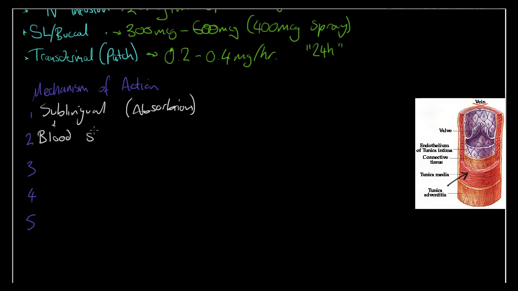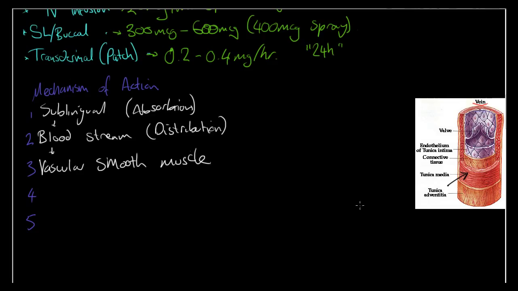We write bloodstream here, and this is our distribution, our pharmacokinetic principles. Now 3, I'm going to write as vascular smooth muscle. So I'm going to go over to my diagram in a second. Vascular smooth muscle.